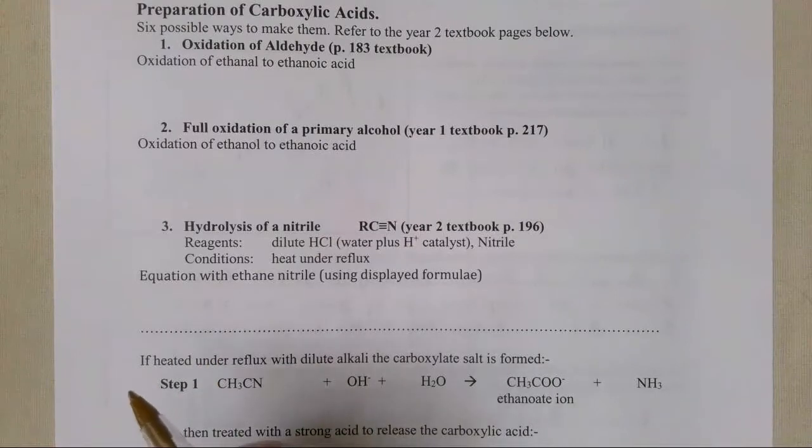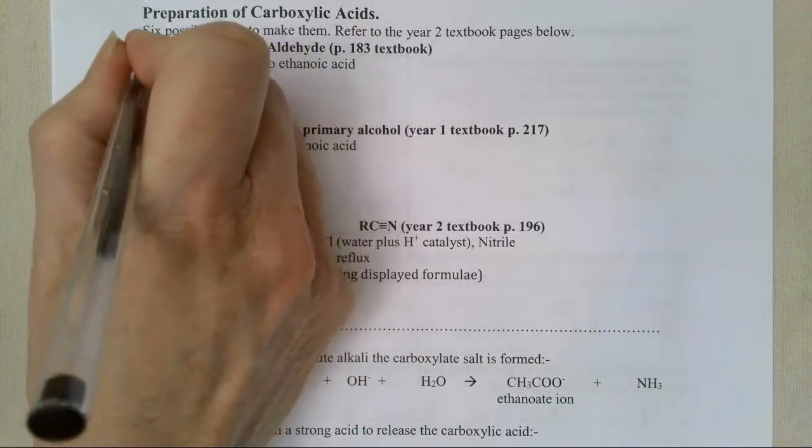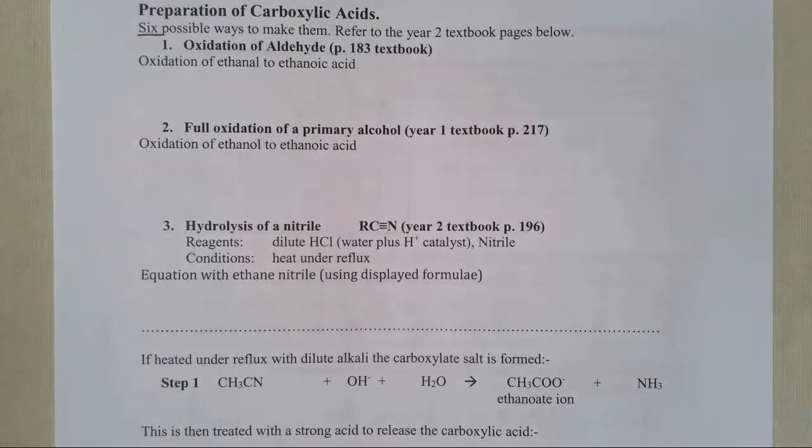Okay, so we're on page 5 of your notes, and we're looking at the ways of making carboxylic acids. Now there are actually 6 possible ways to make them, so there's quite a lot of different ways that you can actually make a carboxylic acid. Several of these you've already come across before. The first two, for example, are oxidation of an aldehyde and the oxidation of a primary alcohol.